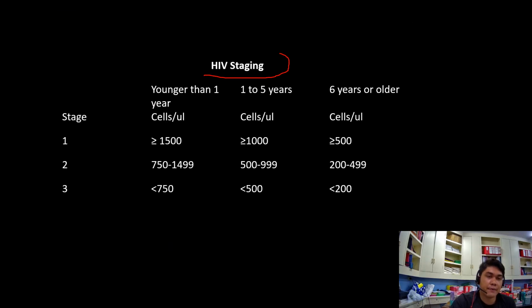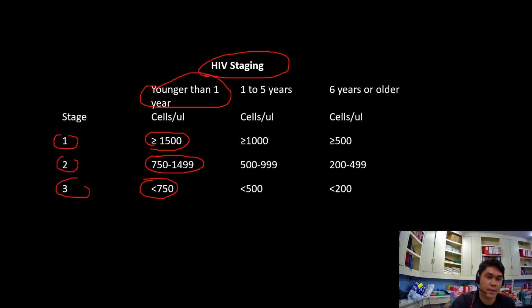Next is the HIV staging. For younger than 1 year old, if the CD4 cell count is greater than or equal to 1,500, that is stage 1. If 750 to 1,499, that's stage 2. And less than 750, that's stage 3. But for 1 to 5 years old, if it is greater than or equal to 1,000, that is stage 1. 500 to 999, that is stage 2. And less than 500, that's stage 3.